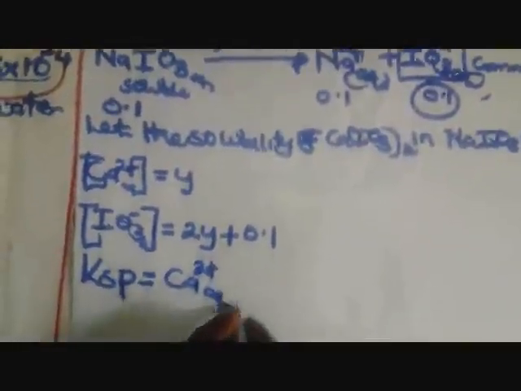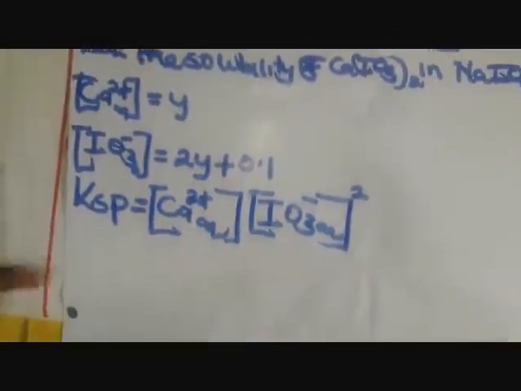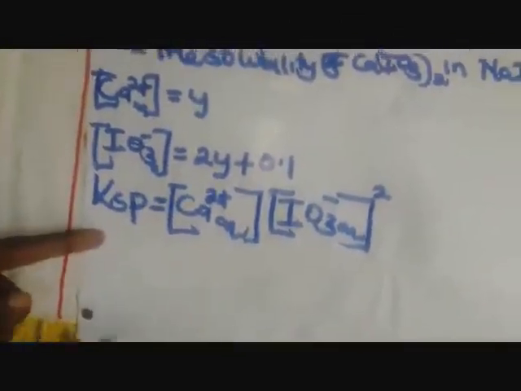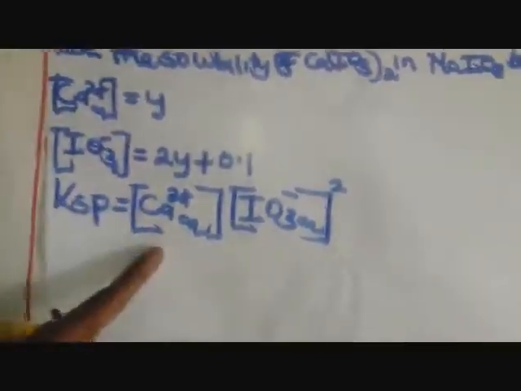Then from there, we write our Ksp expression. The Ksp expression, we said, is equivalent to the concentration of the calcium ions raised to 1 times the concentration of the iodate ions. Here, the iodate ions, you are raising them to what? To 2. Now we are going to substitute. When we are substituting, we put the Y for calcium and the 2Y plus the 0.1 here.